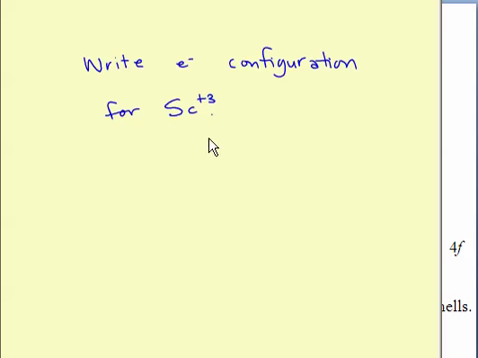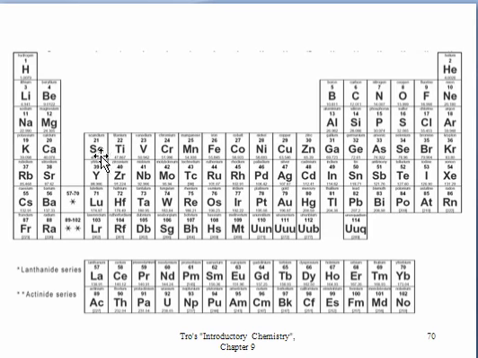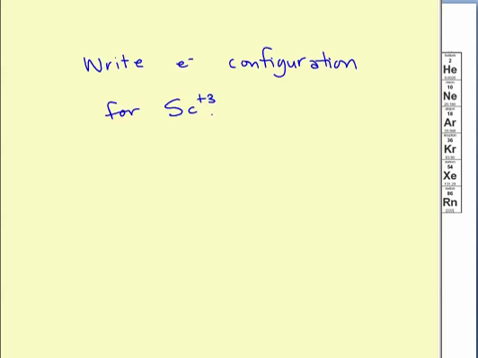So we looked at an anion, now let's look at a cation. Write the electron configuration for the scandium-3 cation. All right, so first we've got to find this on the periodic table. Here's scandium. As an atom, it has 21 electrons because its atomic number is 21. However, we're looking at a +3 cation, which means we've lost 3 electrons. So what we have are 18 electrons. Remember, if we have a +3 charge, that means we've lost 3 electrons.